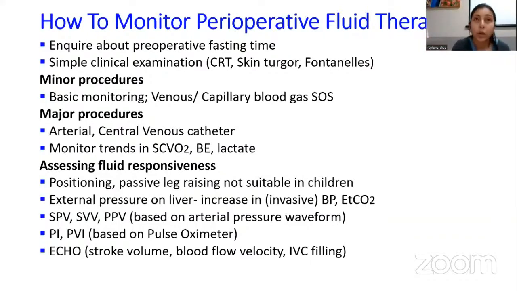The best, however, are echocardiographic parameters. So here you measure your stroke volume. The best is you measure your aortic blood flow velocity across the aortic root, or you can look at your IVC filling. Now, all these will be best if you have a trans-esophageal echo. But if you do not have it, you can even use a transthoracic echo, but you will probably have to wait for post-operatively, or you can do it pre-operatively and then post-op, and then you can get some idea.